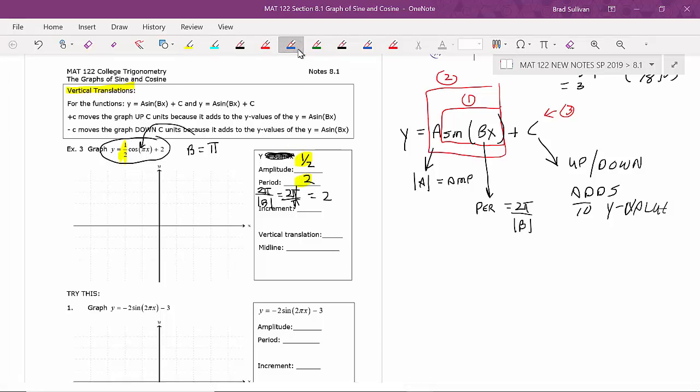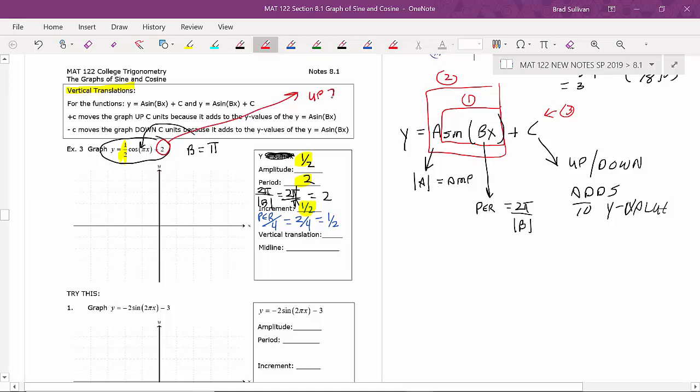Okay, the increment, what do you do on the increment? You take the period and you divide it by 4. So we take 2 over 4 to get 1/2. The increment's real important because that will tell you how to do the x-axis. And then the next thing is the vertical translation, which is this number right here. So that 2 is taking you up 2 because it's positive. So we say up 2. Then I'll explain the midline here in just a few minutes.